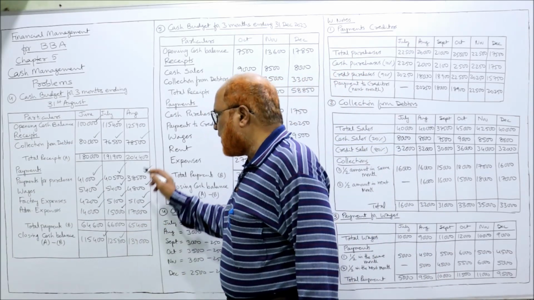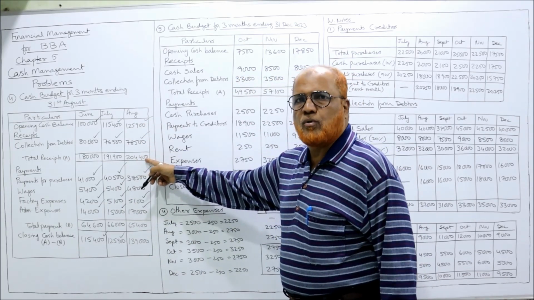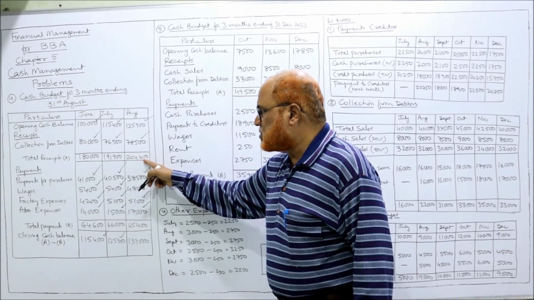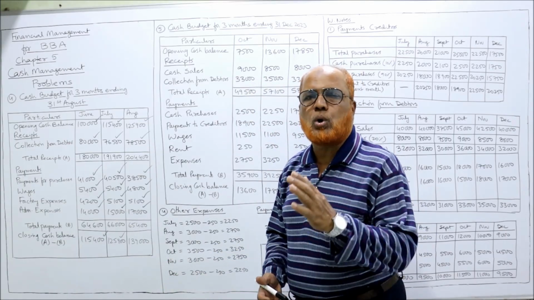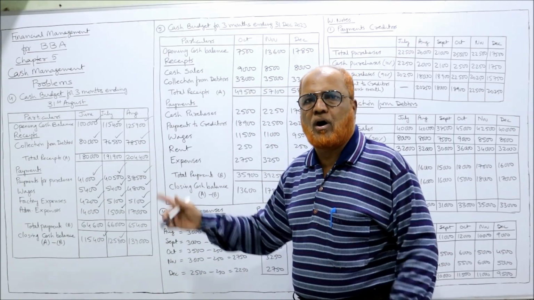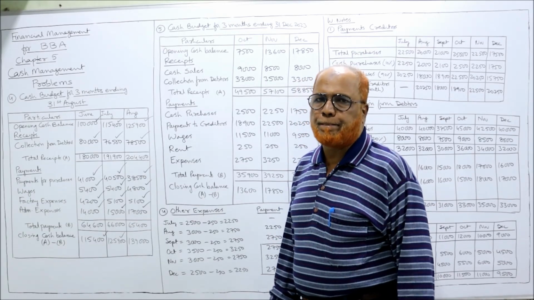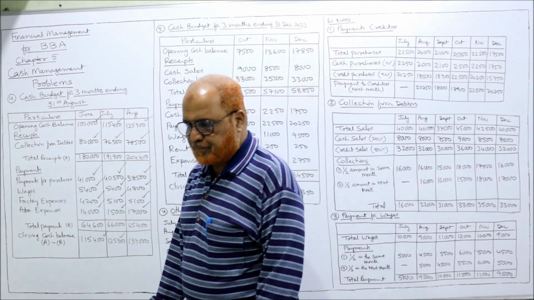This will become opening cash balance of August. Take the total receipts 2,04,400. Take the total of payments 65,400. So 2,04,400 minus 65,400, 1,39,000 is the closing cash balance of August. This will become opening cash balance for next month, September. That's it. So this is the end of problem number 4.